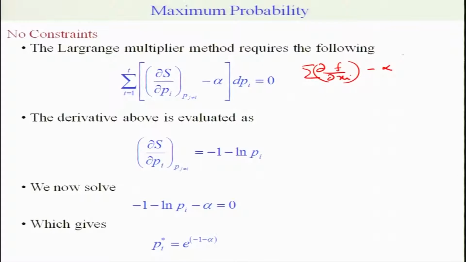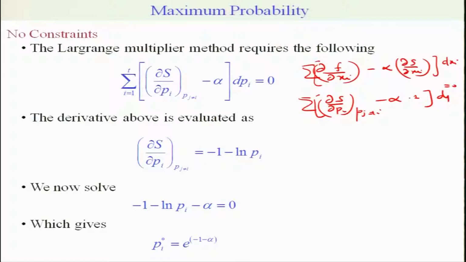Lambda, because there is only one constraint, and this is going to be del g by del xi, multiplied by dxi. This must be 0. So, if you look at the expression, this is going to be del S by del pi, for all pj not equal to pi, minus lambda times del g by del pi, which is going to be only 1. So, this will be 1 multiplied by dpi. Now, from here we need to solve this expression.